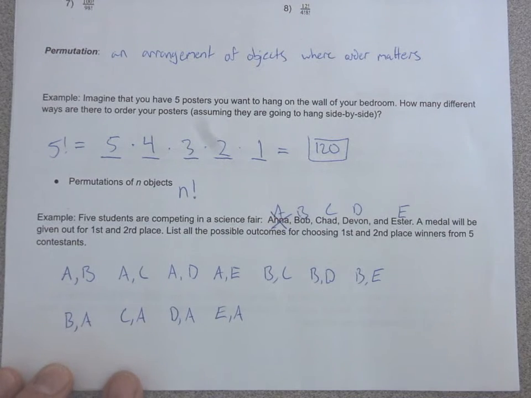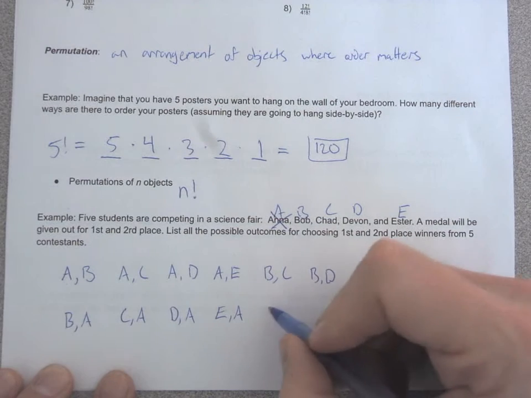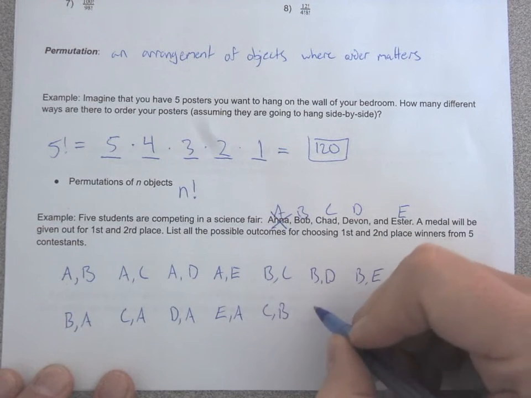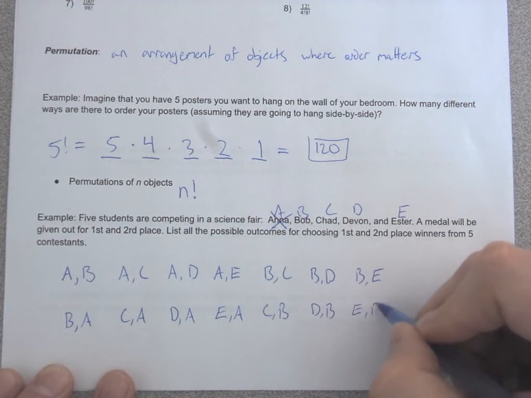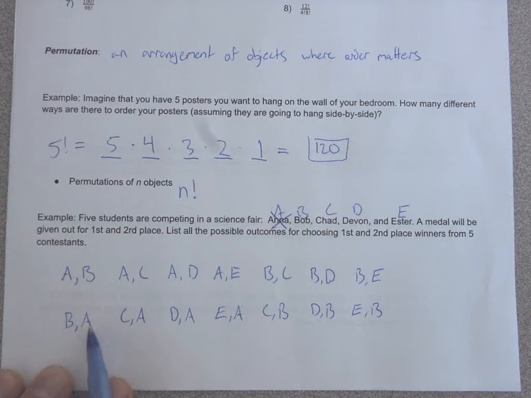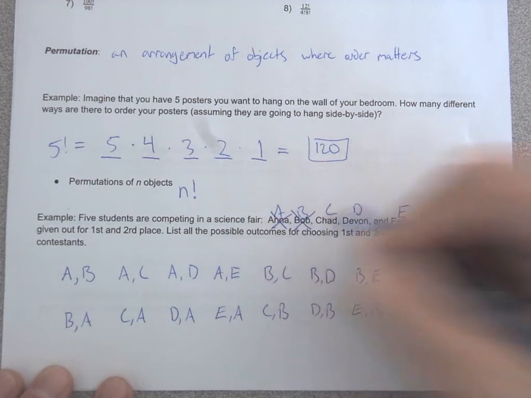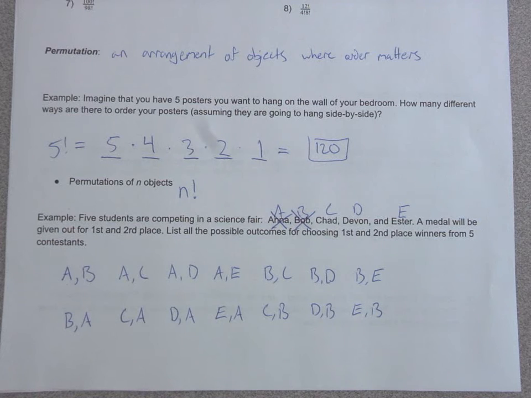Okay, now let's do the possibilities where Bob's in second place. Well, Chad can be in first and Bob can be in second, or Devin can be in first and Bob can be in second, or Esther can be in first and Bob can be in second. Notice we already have Bob and Anna and Bob, so we don't have to worry about those ones. Okay, so now we've exhausted all the possibilities with Bob in first or Bob in second.